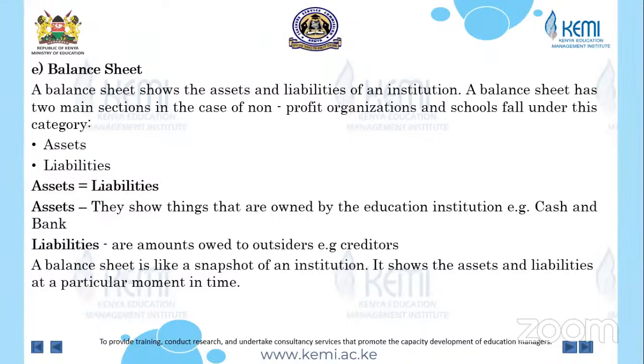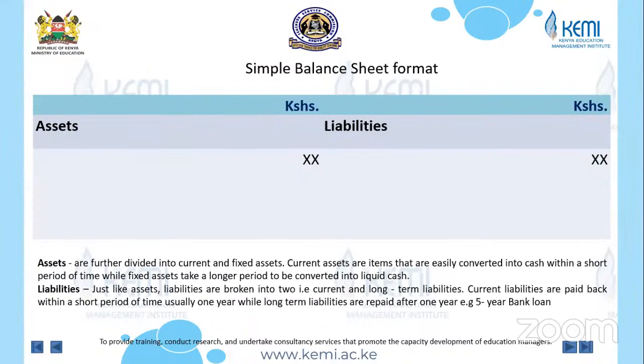It paints the picture of the institution in terms of the net worth of that particular institution, in the sense of showing the assets and the liabilities at a particular point in time. This is a simple format of the balance sheet. I've just said that it has two columns, the assets and the liabilities. When we are talking about the assets of an institution, they are further divided into two: current assets and fixed assets.